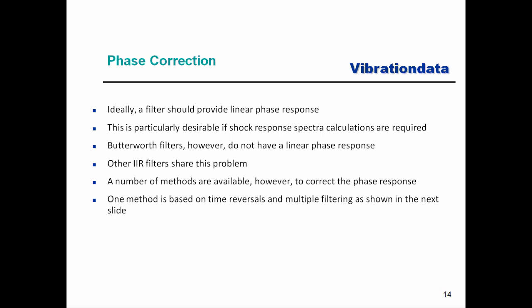Now, ideally, a filter should provide linear phase response. And this is particularly desirable if we have a transient signal or if we're doing a shock response spectrum calculation. Well, the problem, as we've seen, is that Butterworth filters do not have a linear phase response, and other infinite impulse response filters share this problem. However, there are a number of methods available to correct the phase response. And the method I'm going to show you is something I would have never thought of on my own. But it works, and it's very innovative, so I credit whoever invented this.